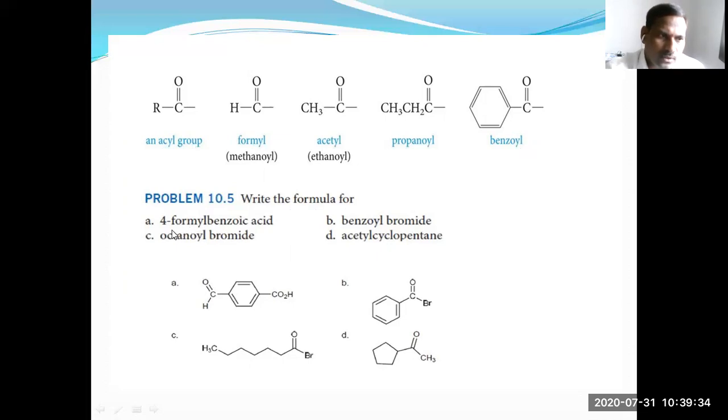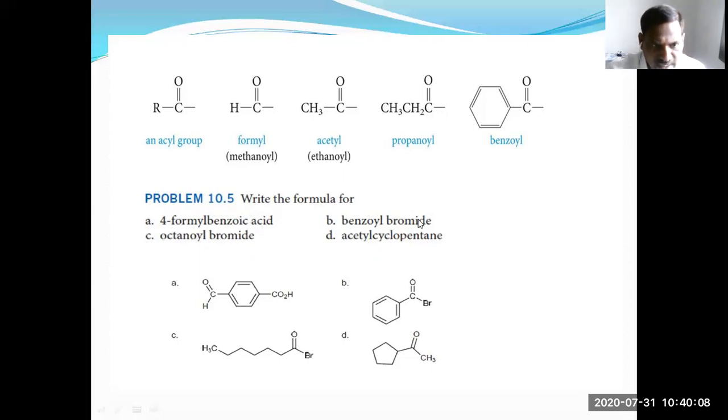So some compounds are there. 4-formyl benzoic acid. Formyl means this group, HC double bond O group. Benzoic acid. So at the fourth position, a formyl group is present on benzoic acid. So we can write the structure of this name, like this.